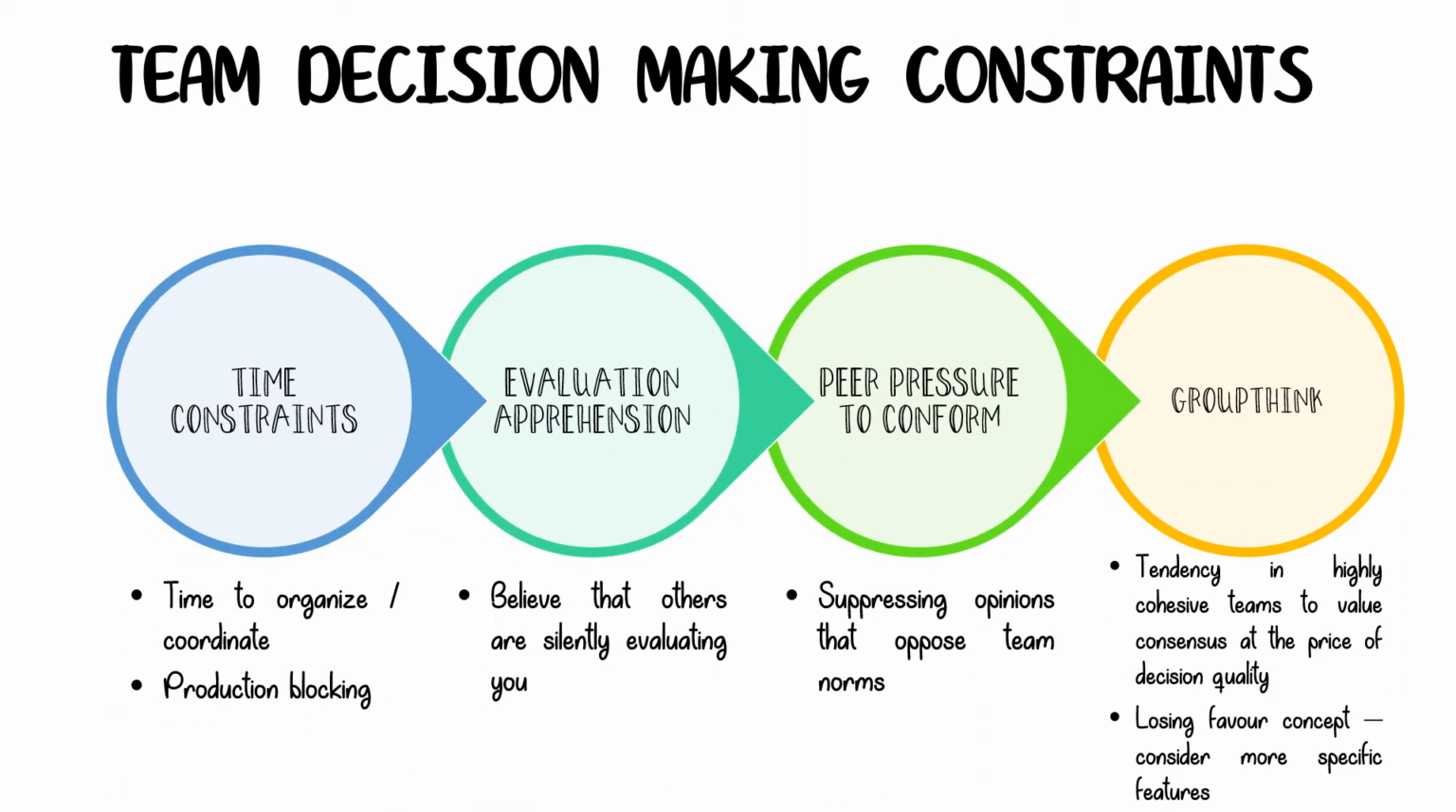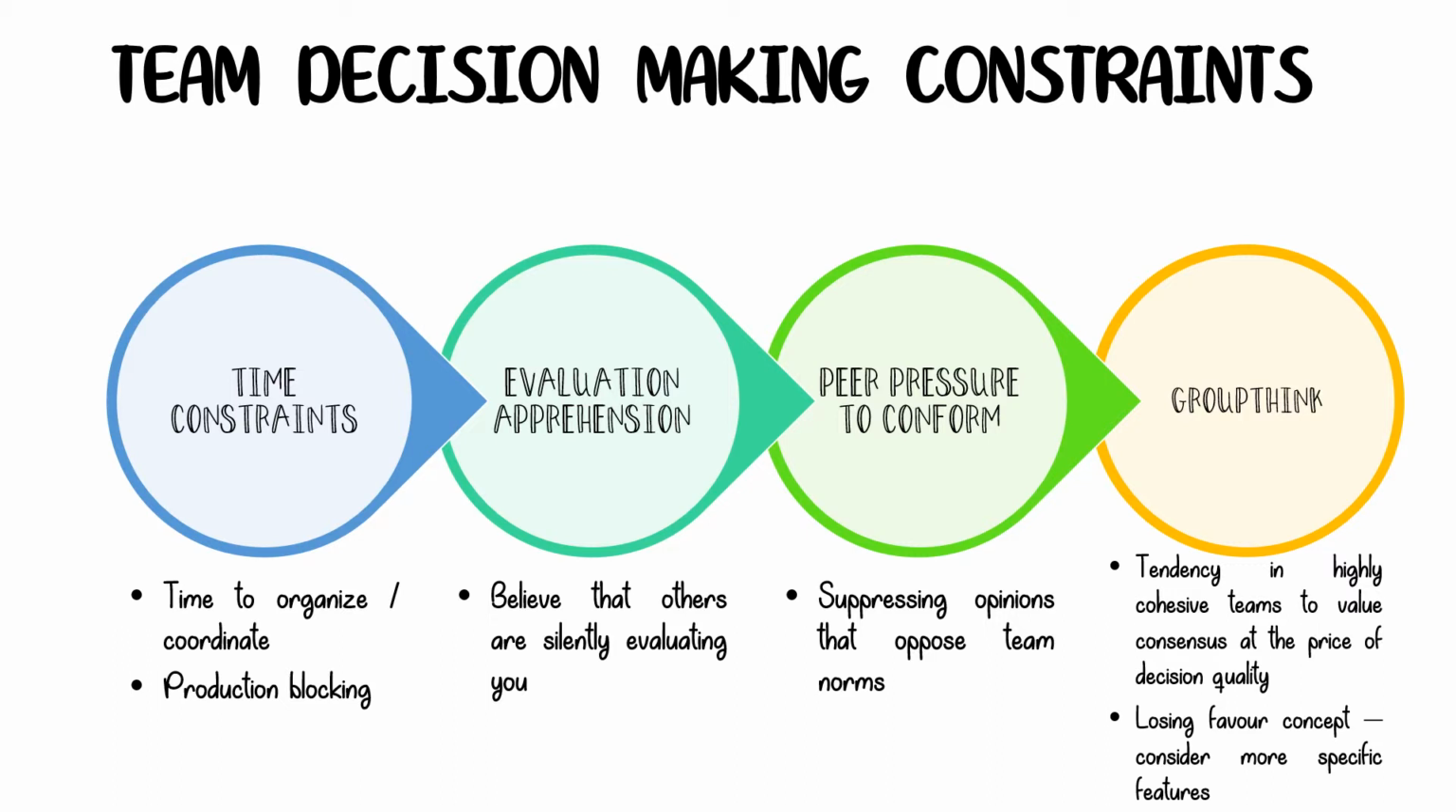There are a few constraints when it comes to decision making. Time constraints occur in most teams, the need for extra time to coordinate, network, or organize. Evaluation apprehension delays team performance because some team members believe others are silently evaluating or judging them. Peer pressure to conform happens when team members suppress their opinions that go against team norms.